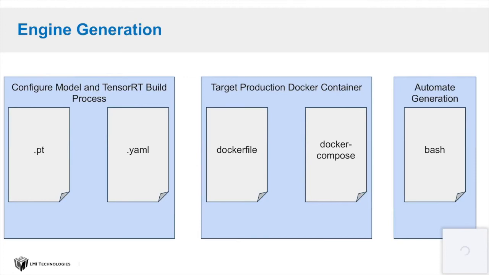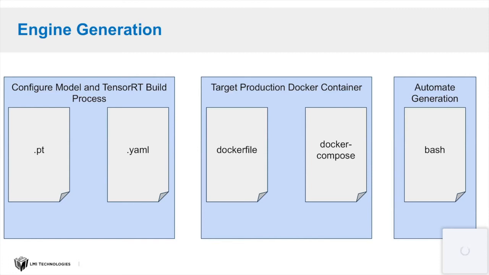So in order to generate the TensorRT engines, we start with the weights file. In this particular application, we're using PyTorch, so the weights file is in the .pt format. And then we're using the YAML file. The YAML file just tells the TensorRT generator which model to use and what the input image dimensions to the model are. And then we run everything in the container. We use a Dockerfile and Docker Compose to generate the engine. To automate the engine generation process, we're using some bash scripts.